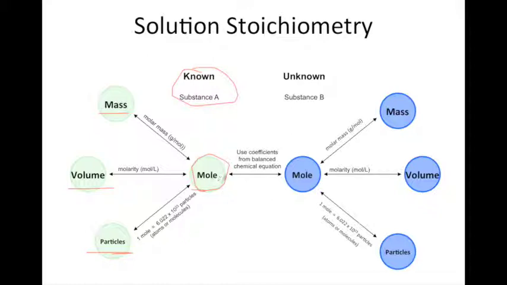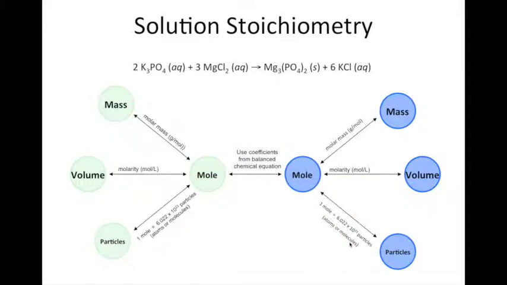Now, once we have it in moles, we want to figure out how many moles of our unknown substance, or the substance we're trying to find, we have. So here is where we always have to use our balanced chemical equation coefficients. We take our moles of A, convert it to moles of B, using the balanced chemical equation ratio as our conversion factor. Then, once we have moles of B, we can convert it to mass using the molar mass of B, convert it to liters of B using the molarity of B, or we could convert it into atoms or molecules of B using Avogadro's number.